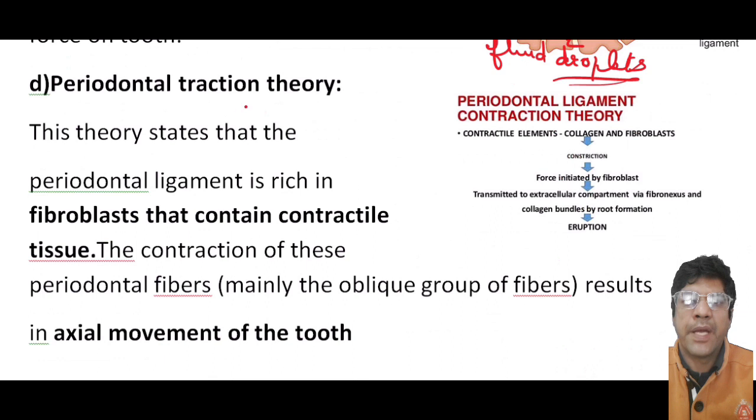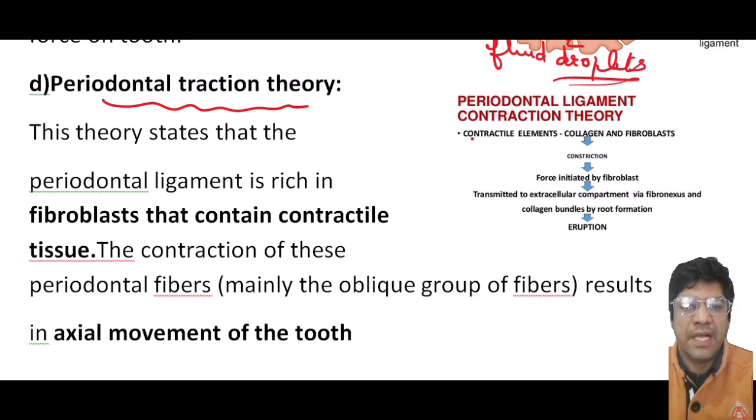The other is the periodontal traction theory. According to this theory, the periodontal ligament that supports the tooth within the alveolar bone socket contains fibroblasts with contractile tissue. The contraction of specific groups of fibers within the periodontal ligament, particularly the oblique fibers, is suggested to be responsible for the axial movement.